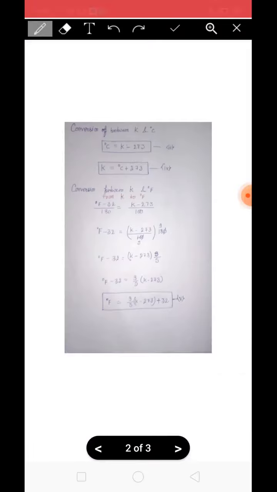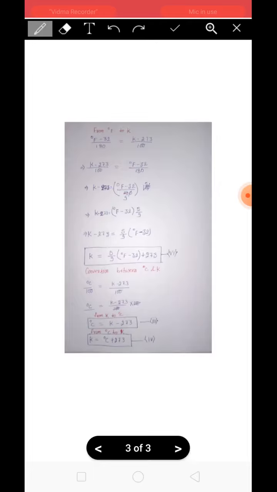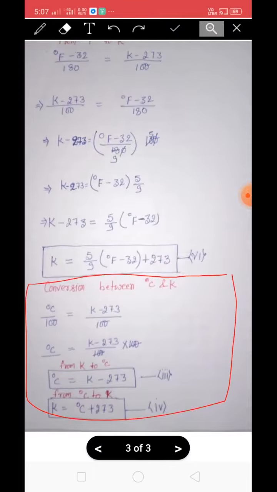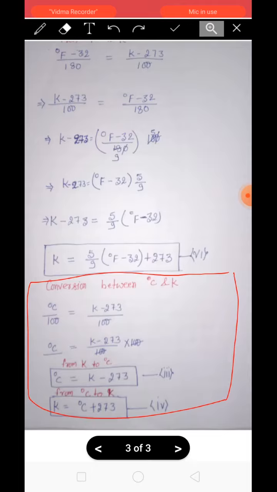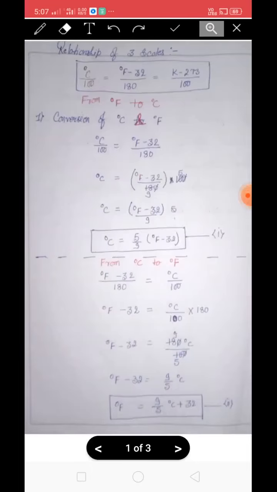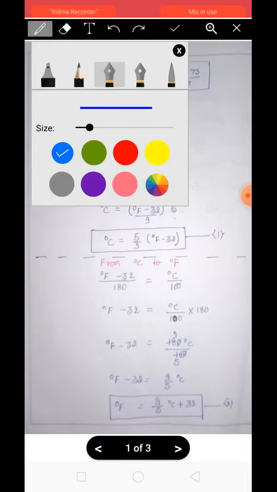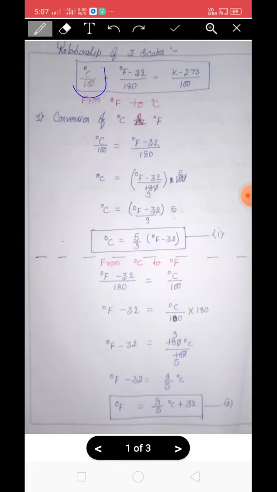Now next, conversion of K and C. See over here. Conversion between C and K is given over here. First we are going to write this. Obviously we have taken the formula over from here. If we are going to change a temperature scale from degree centigrade to degree Kelvin, then we will use this part of the formula.